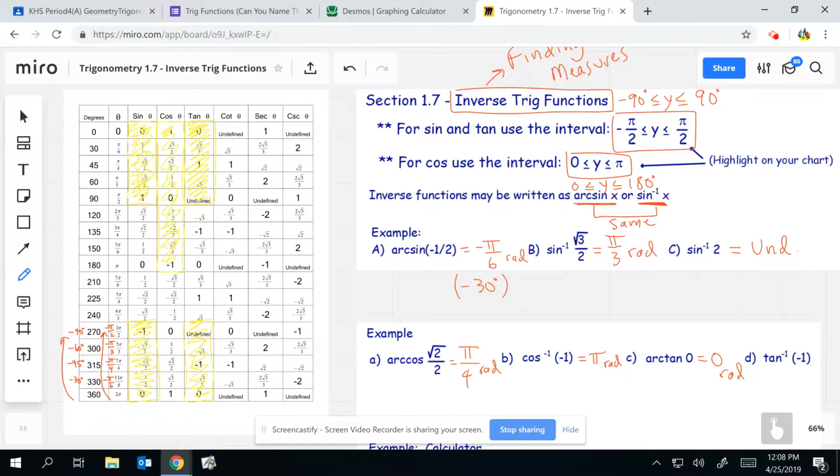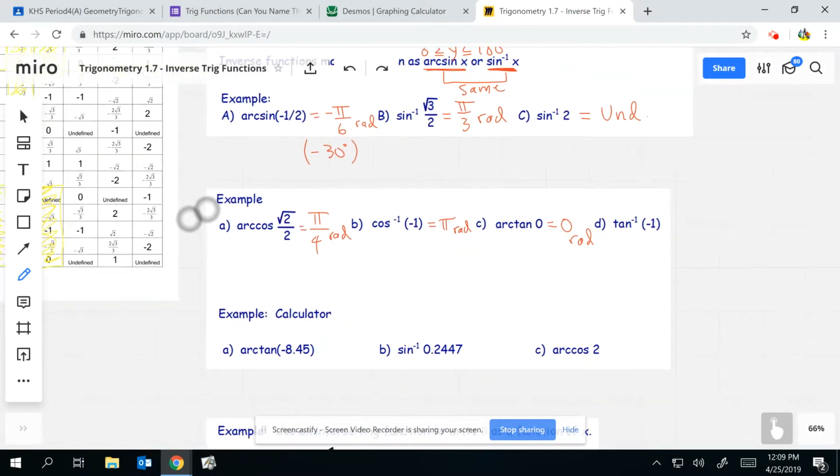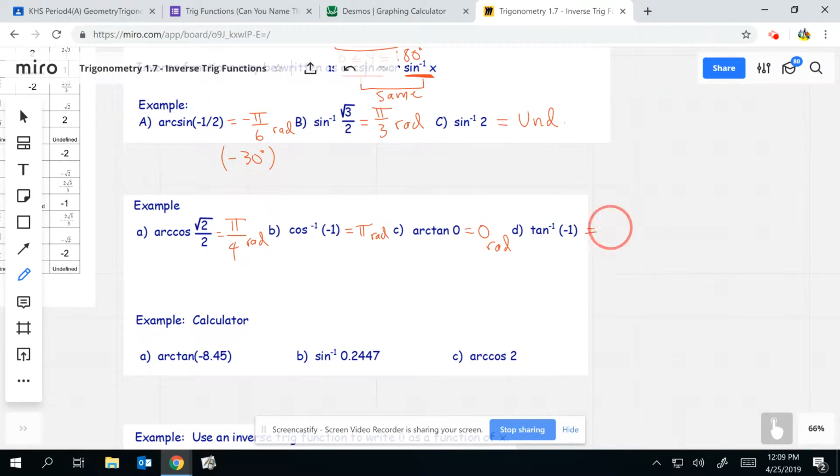Where is the tangent negative 1? Tangent is negative 1 in the shaded area way down here near the bottom. Tangent is negative 1 at negative pi over 4 radians. So negative pi over 4 radians is where the tangent would be a negative 1 value.